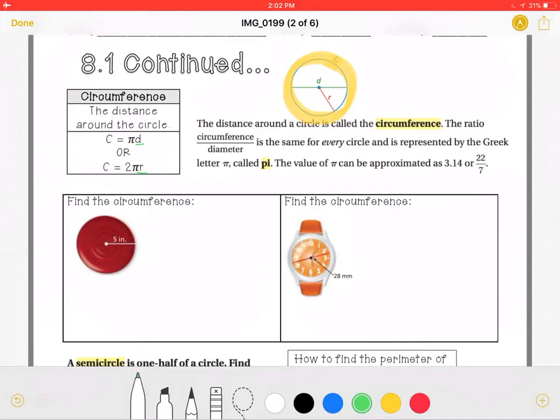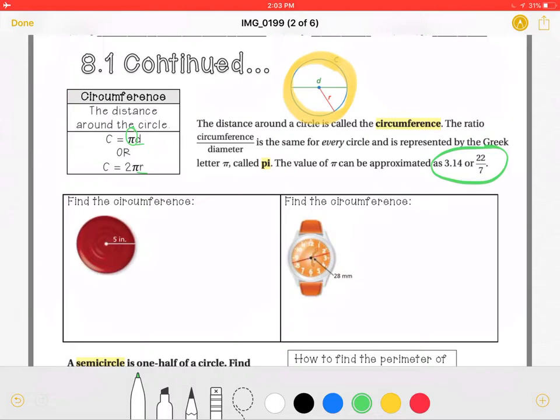Now, real quick, that pi symbol, this is pi right here. Pi, we're going to approximate, we're going to use 3.14 or 22/7 for pi. We're always going to approximate it. So remember, pi is a number that goes on forever, doesn't really repeat, but to simplify it, we always use 3.14. So let's do some examples here.